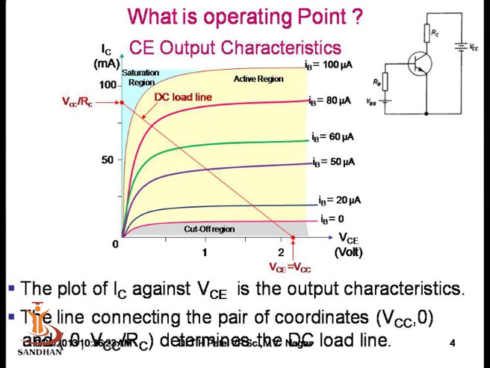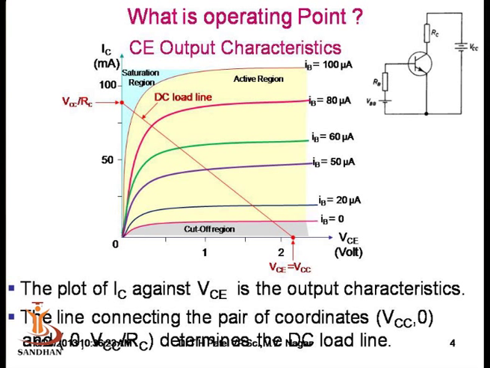Say at the x axis for the common emitter circuit we get the coordinates VCC and 0, and at the y axis VCC by RC, and like that. If we solve it by Ohm's law and Kirchhoff's law at the output circuit, how can that be derived? Let us see.